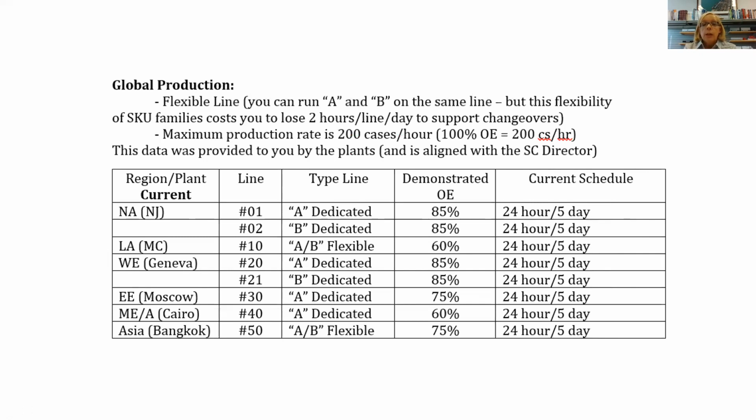So what we're going to do is add a bit of conversion kit to it. We add some more things, and we turn that line 10 that's in Latin America into a flexible line. It can run either product. And so that's the difference here.